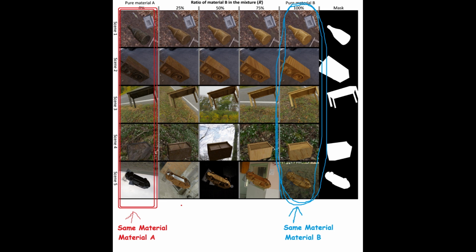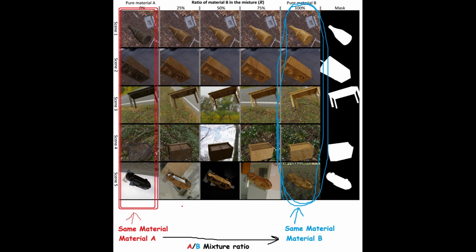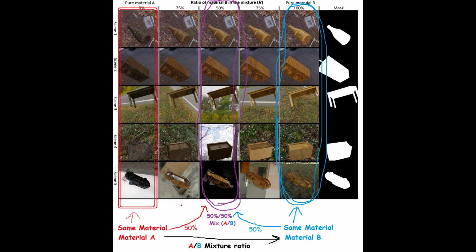For each set, we pick two random materials, A and B. To simulate mixtures, we gradually transformed from material A to material B. In the image, the rightmost column is pure material B, while the leftmost column is pure material A. The middle column is an equal mixture of A and B. All images of the same column contain the exact same materials and mixture ratio.